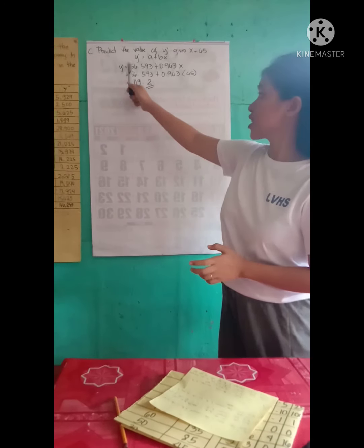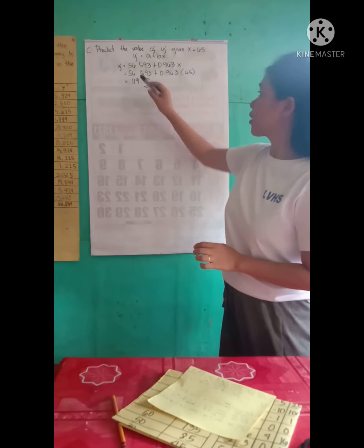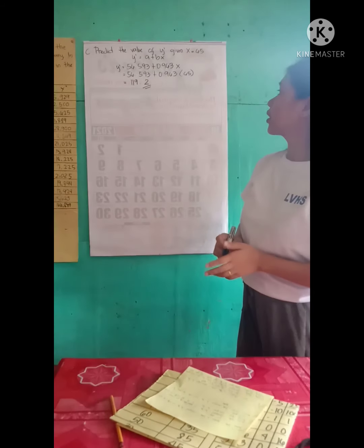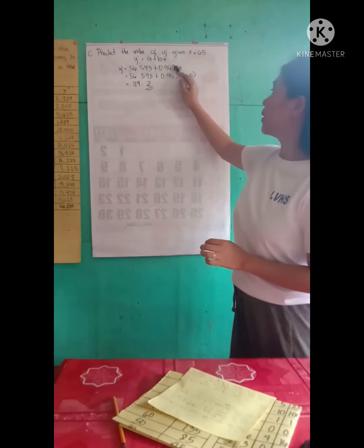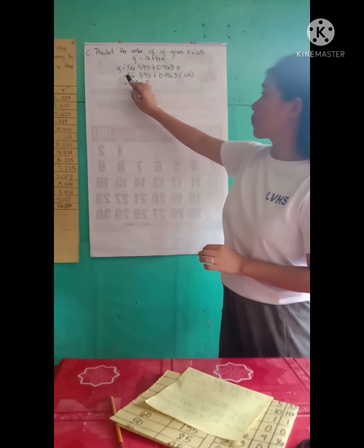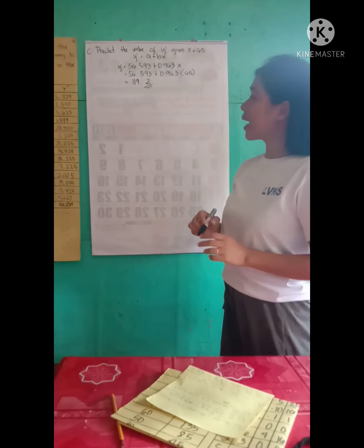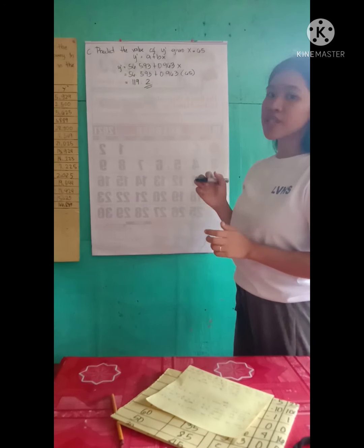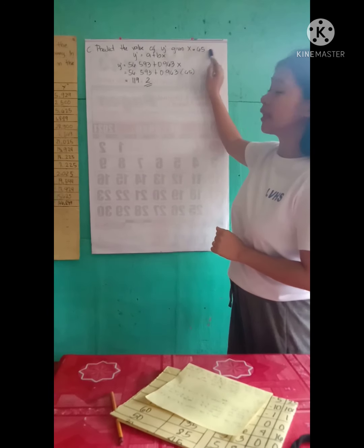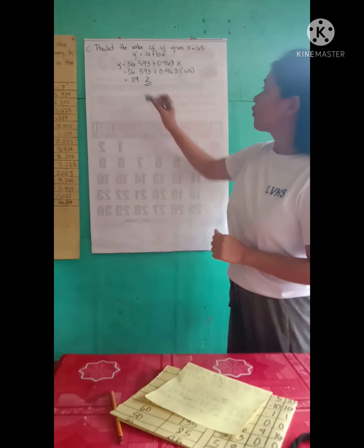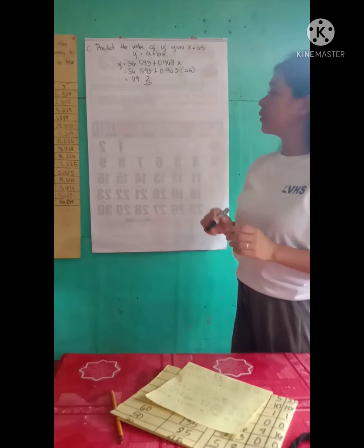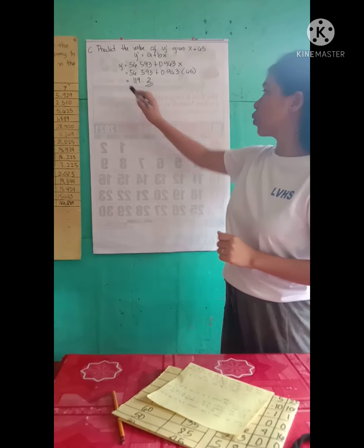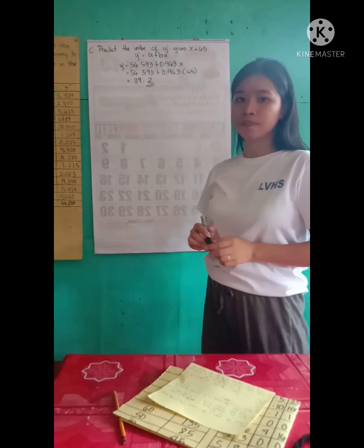So y prime is equal to 56.593, which is the value of our A, plus 0.963, which is the value of our B, times x. So 56.593 plus 0.963 times 65, because our x here is predicted as 65. So 56.593 plus 0.963 times 65 is equal to 119.2.